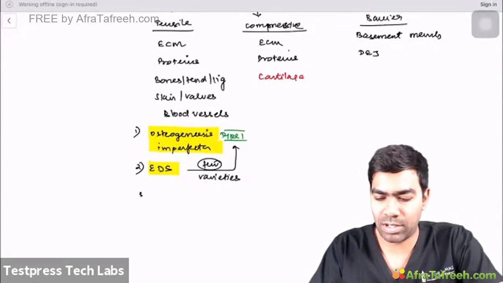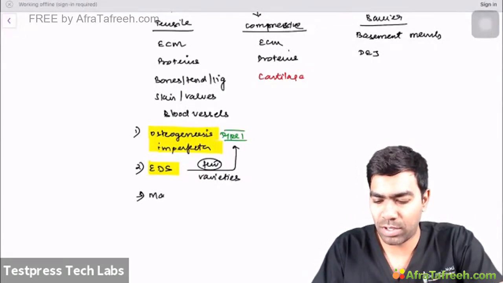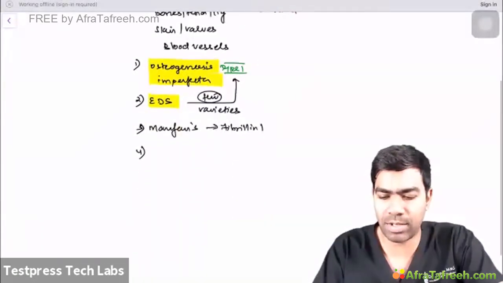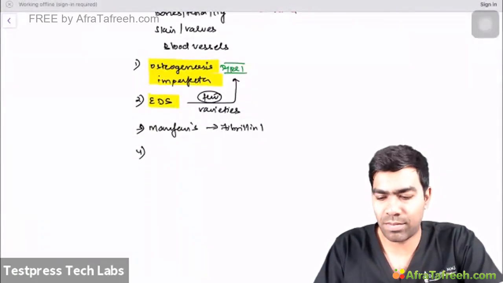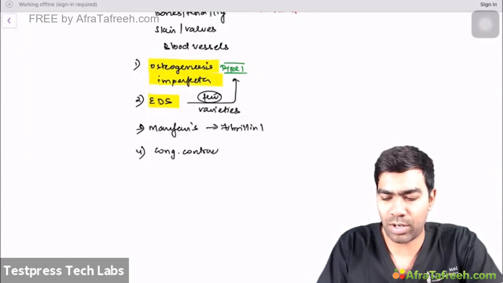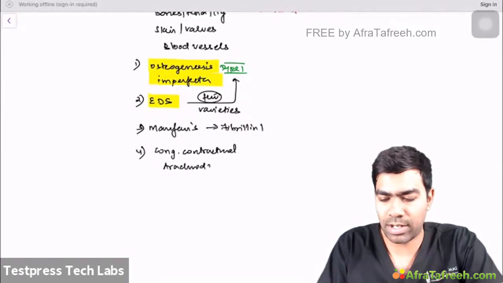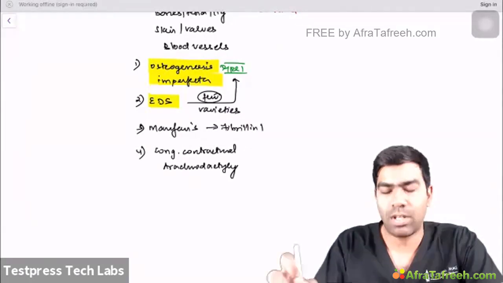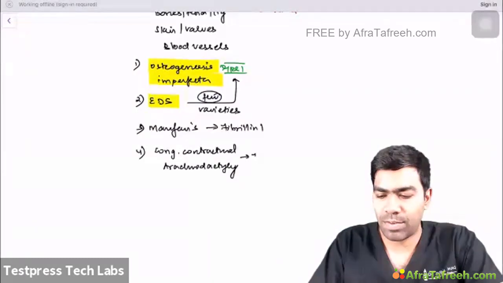And after that, the third problem is Marfan syndrome. Everyone knows what the problem in Marfan syndrome is. The problem is in the fibrillin 1 gene, which we'll be discussing in great detail in some time. And we have an entity called congenital contractural arachnodactyly, where the problem is in fibrillin 2.